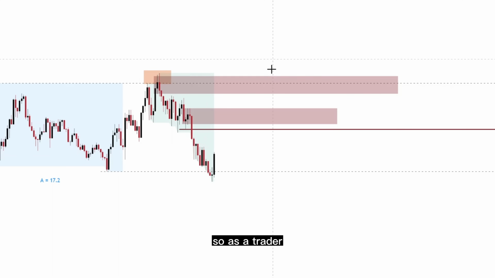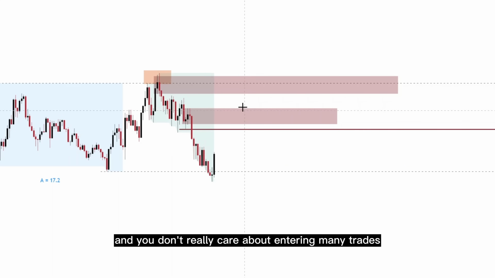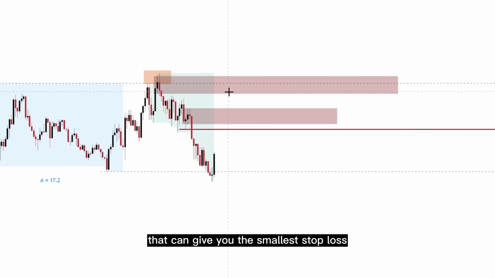So as a trader, you want to develop your trading strategy based on your personality. If you want to get in more trades, you would take your first PD array, which would be your breaker here, which comes first. If you want to play it safe and you don't really care about entering many trades per week, then you can take the furthest, which is the safest, that can give you the smallest stop loss.